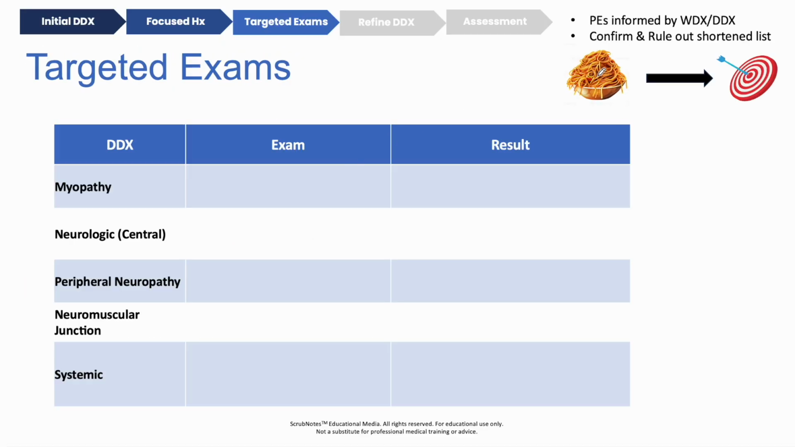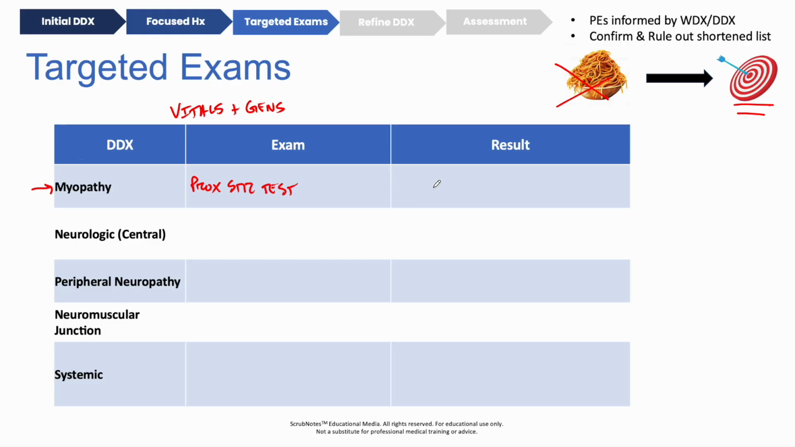Now that we've asked focused questions, our exams can be targeted, not random. We're not trying to examine everything, we're confirming our differentials. Don't forget to check vitals and make general observations like alert and oriented ×3. I've created a table here of some targeted exams we might want to perform for this case in our differential list. So for myopathy, you might want to perform proximal strength testing.